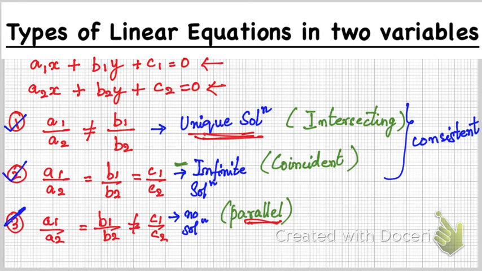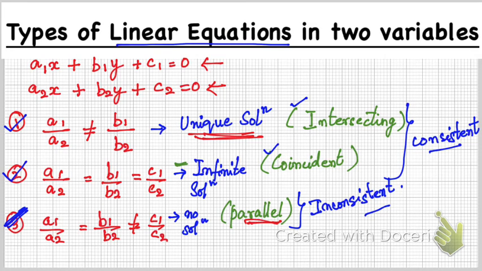But for case 3 we are not going to get any kind of solution, because these are parallel lines, and parallel lines never intersect at any point. Since they don't intersect at any point, we cannot get any solution. So these are inconsistent pairs of linear equations. You can classify a pair of linear equations as consistent or inconsistent. You can even classify it as intersecting, coincident or parallel, whatever kind of lines you are getting.